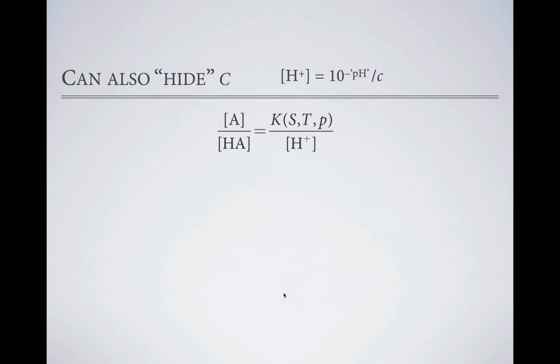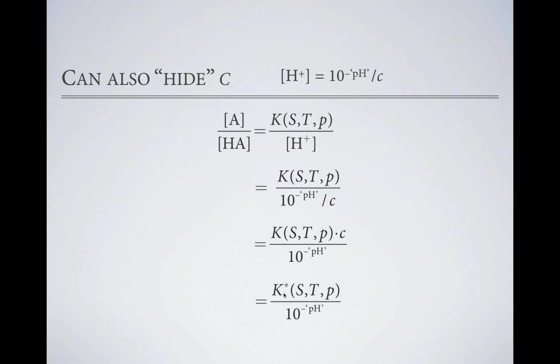And we can hide C. So if we're calculating the ratio between the base and the acid forms of the dye, of any acid-base species, it's the ratio between the K and the hydrogen ion concentration, or the K, 10 to the minus pH over C. Rearrange that. And we could just include that C directly in the K.